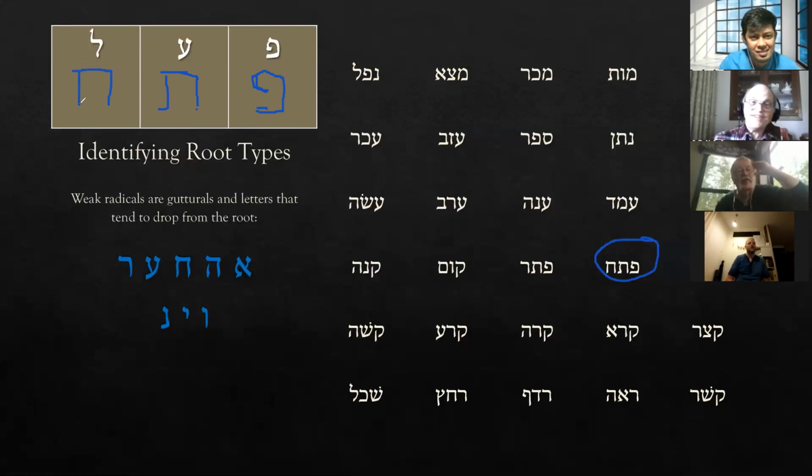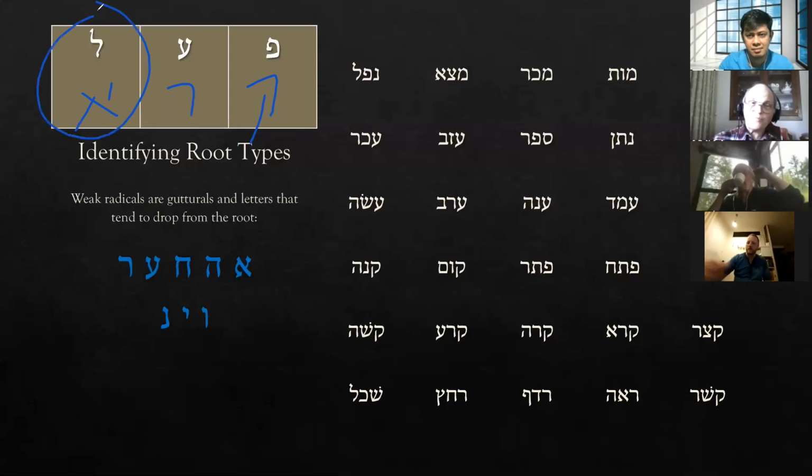How would you identify this one? So it's a lamed het. Lamed het. Fantastic. Okay, this one here is kara. We're going to delete, and we're going to say ka. This is lamed aleph. Lamed aleph. Okay.